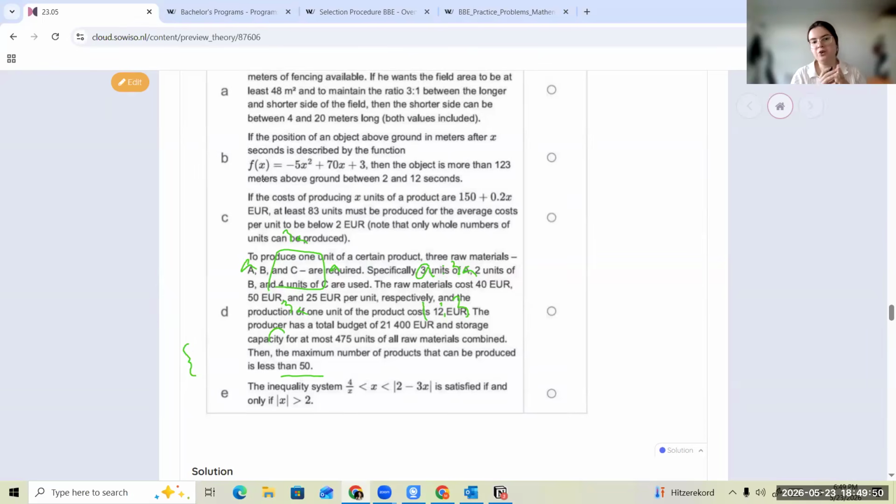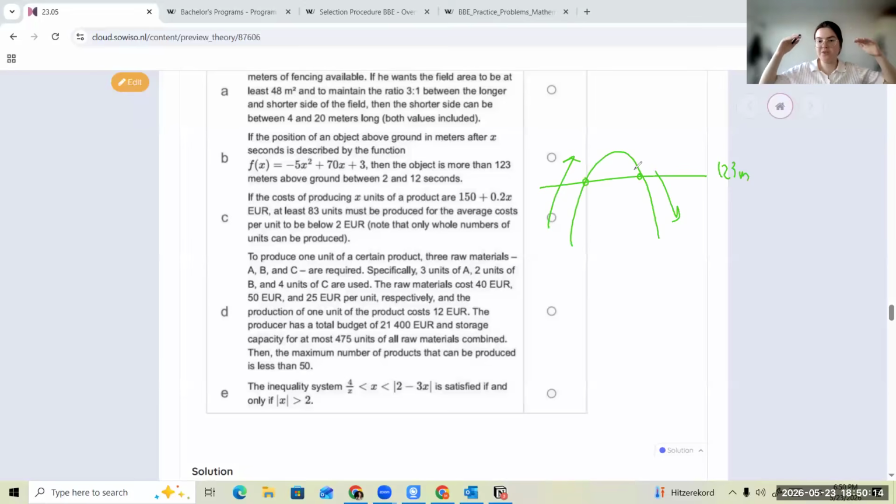Then, if the position of an object above ground in meters after X seconds is described by this, basically this is how you throw the ball or whatever it is, and it goes wing, because it goes up and it goes down. It's a concave parabola, and you want it to be more than 100 meters above the ground. So at some point this is 123 meters, and you're trying to see the time when it was 123 meters above the ground.